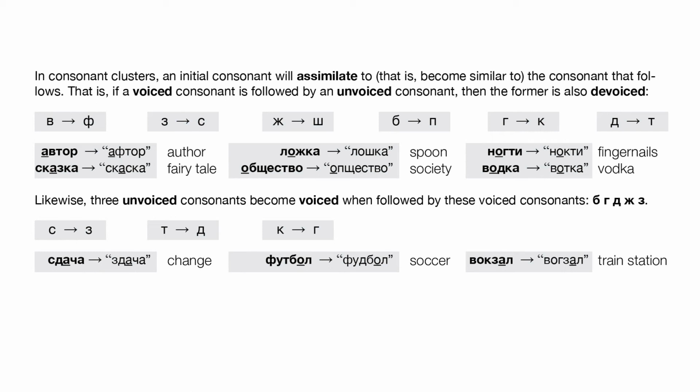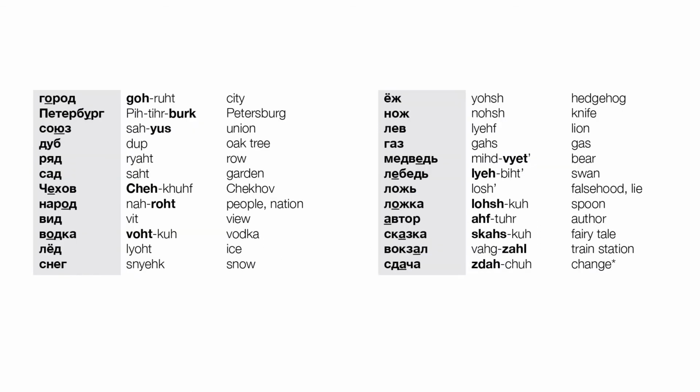Less frequently, this happens where we get consonant clusters where we get assimilation to a following voiced consonant. So same assimilation pattern, but instead we're becoming like a voiced consonant. So for example, the word for change is zdacha. Note we have a z sound even though we're writing an s, zdacha, or football, instead of football. And finally, vokzal, instead of vakzal.